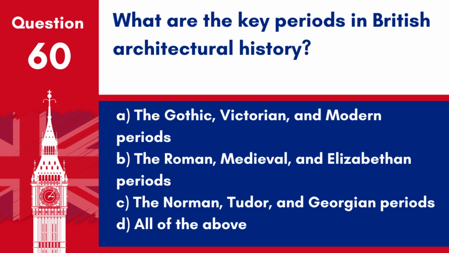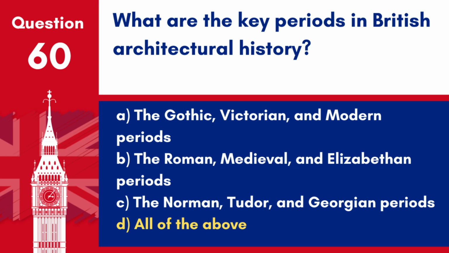Question 60. What are the key periods in British architectural history? A. The Gothic, Victorian and modern periods. B. The Roman, medieval and Elizabethan periods. C. The Norman, Tudor and Georgian periods. D. All of the above.